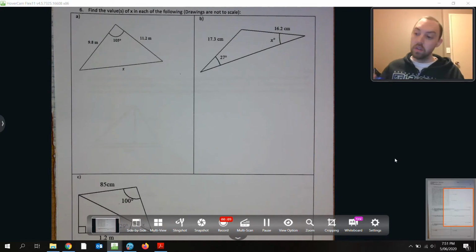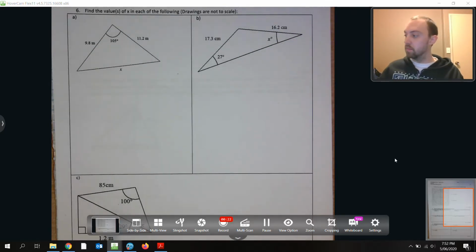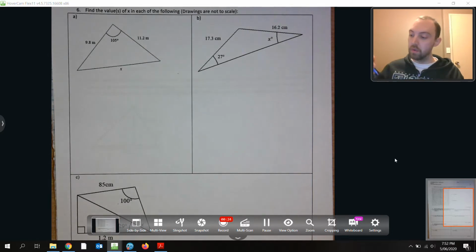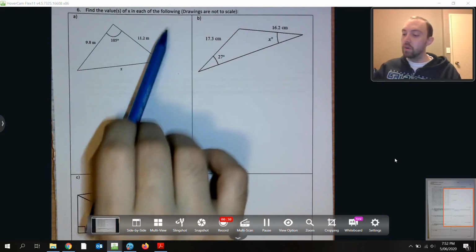Same deal, stream of consciousness, running through each question as I'm thinking through them, pointing out any common mistakes if I can think of them at the time, and I guess I'm talking about the concepts as I'm going through them. Alright, so 6a. Find the value of x in each of the following drawings.